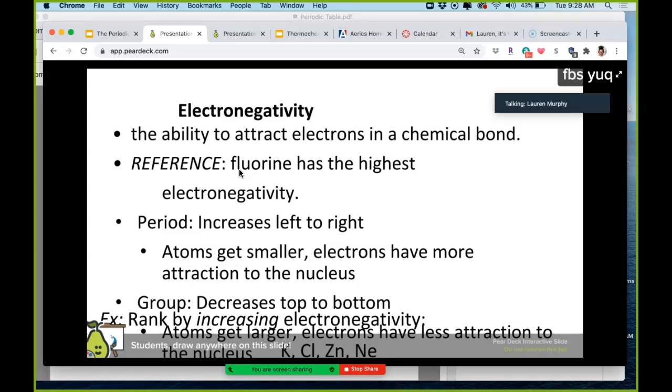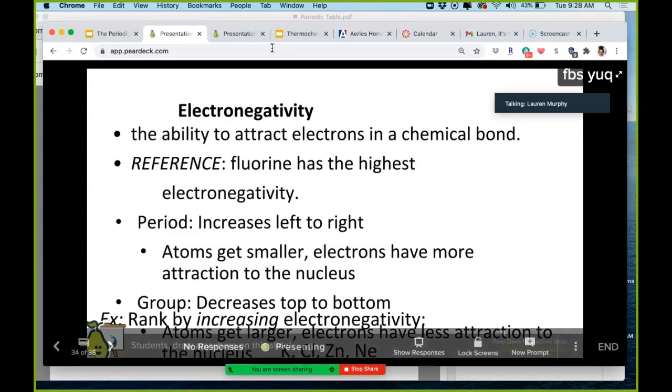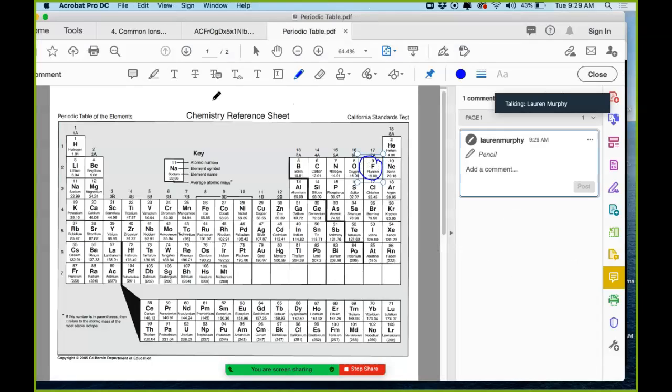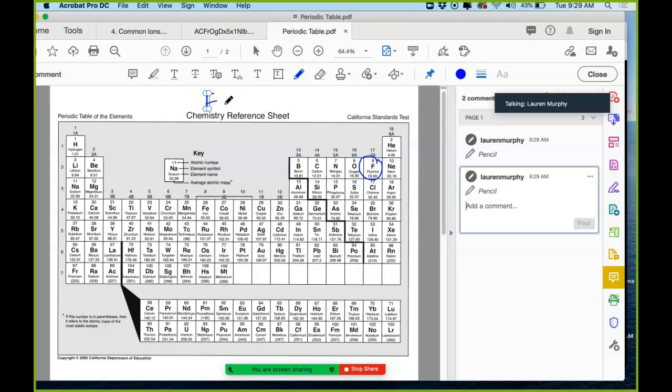Okay, so here we go. This trend, electronegativity, is how attracted an atom is to an electron. For electronegativity on our periodic table, fluorine is the most electronegative element. After fluorine, it's oxygen. After oxygen, it's nitrogen. I need you to remember that. They're all next to each other. This is the most electronegative, this is the second most, and this is the third most electronegative.